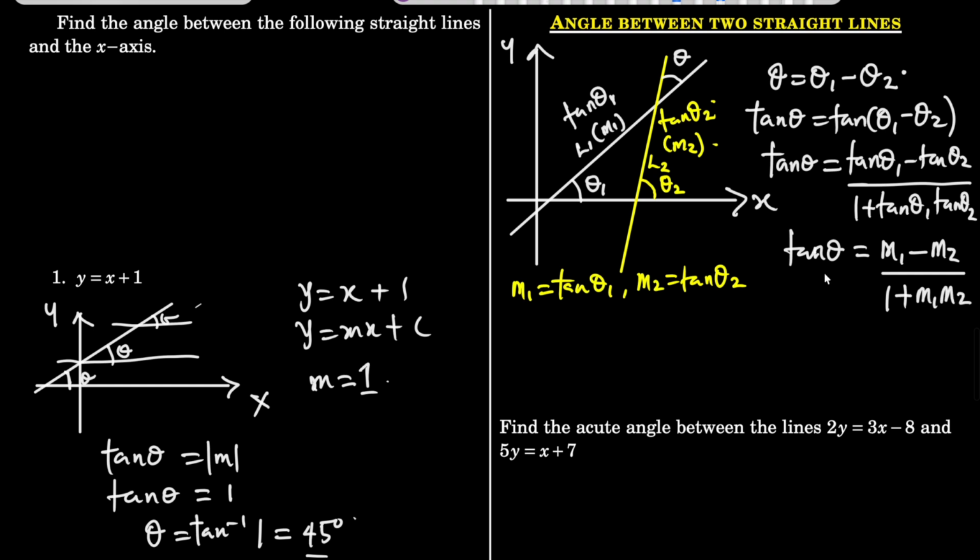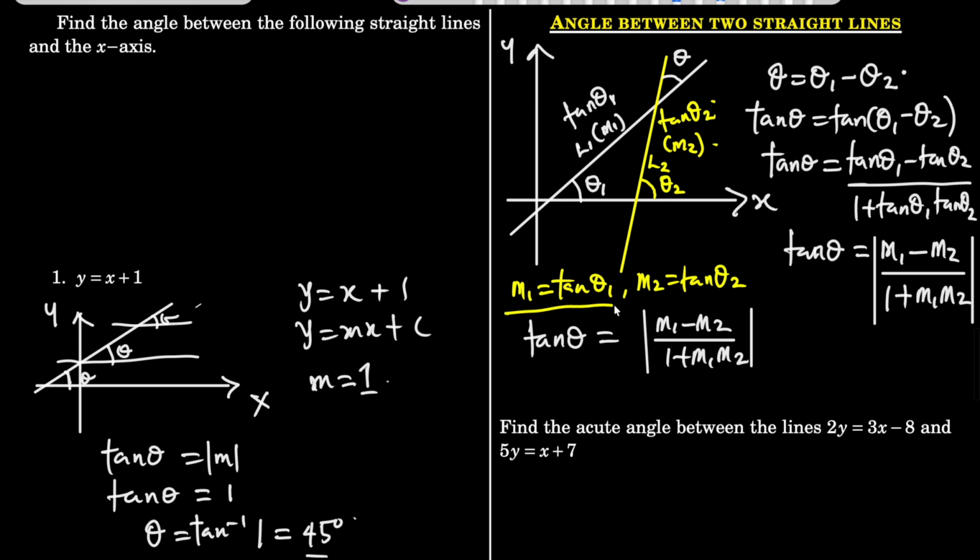Now because we are talking about the acute angle, we have to put the absolute sign. So which means that the angle between two straight lines can be obtained by using tan theta is equal to the absolute value of m1 minus m2 over 1 plus m1 m2. So don't worry, all you need to master is this formula right here.